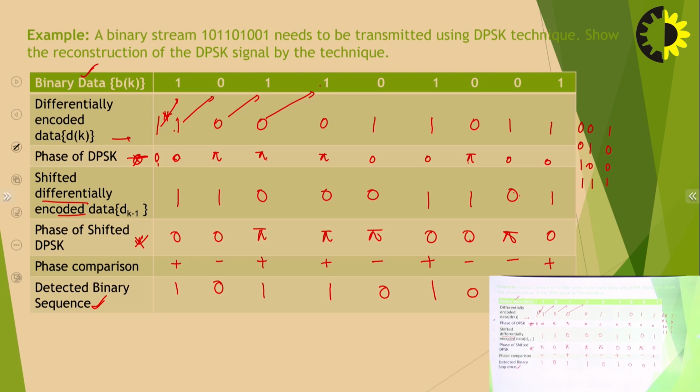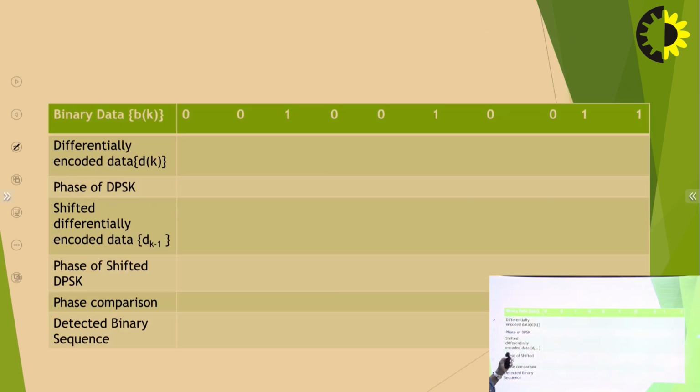So this is how we need to encode our sequence with the help of a DPSK modulator, right? Next I have given one question, so I hope you just try. This is binary data again, the same thing, but here 0 0 1 0 0 1 0 0 1 1 is given. You need to create this output table accordingly.